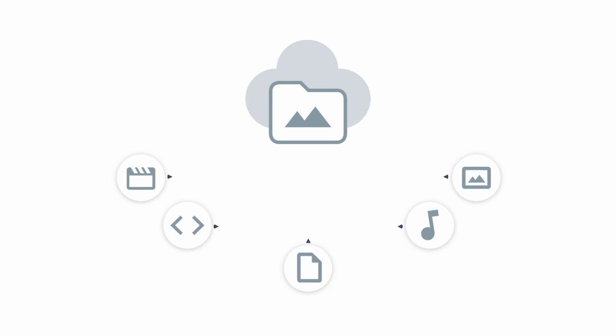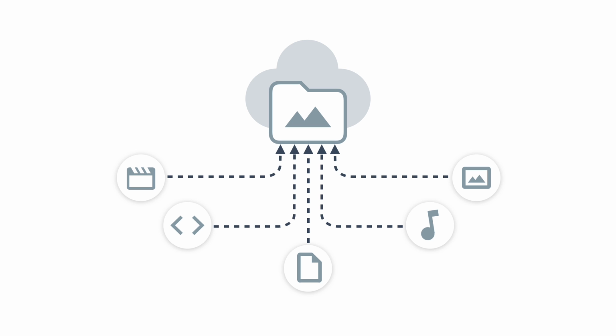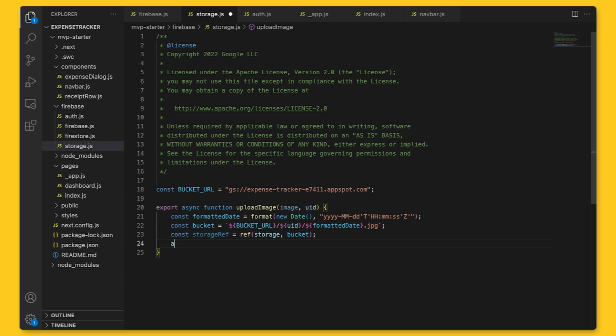which then can be used to upload, download, delete, and list files. A reference can be thought of as a pointer to a file in the cloud, and references are lightweight, so you can create as many as you need. They are also reusable for multiple operations. With that reference, we'll call uploadBytes and pass a reference along with the image.